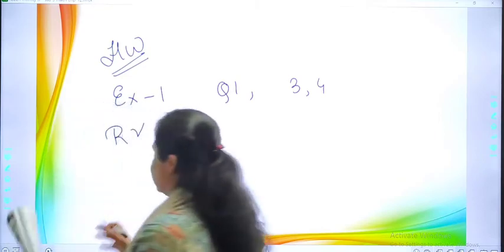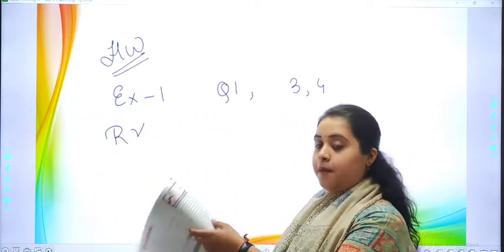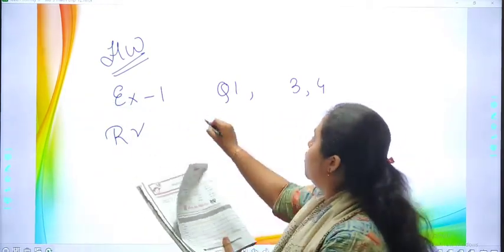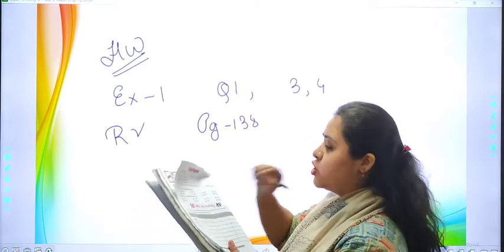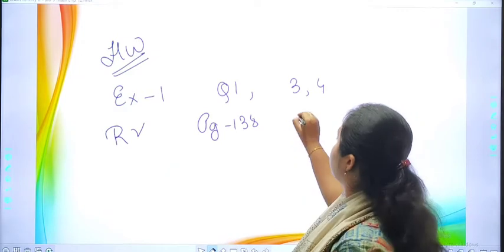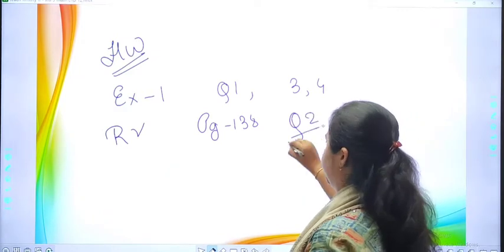Review exercise on page number 138. You will be solving your question number 2.